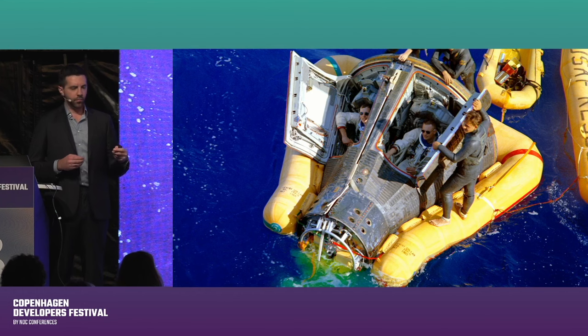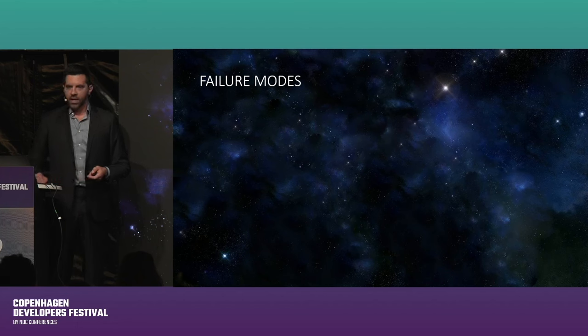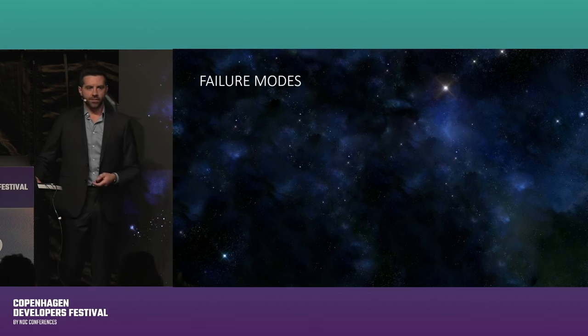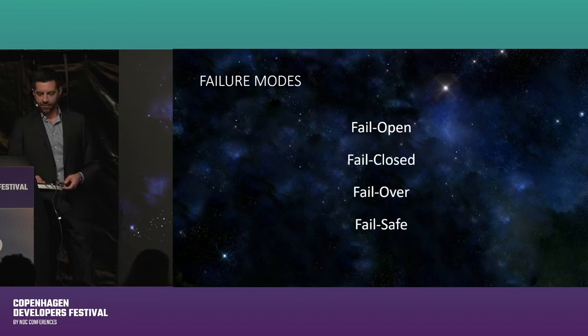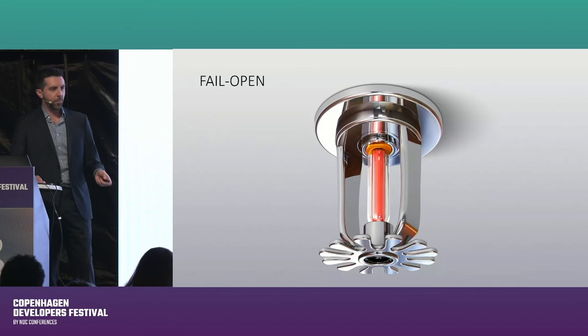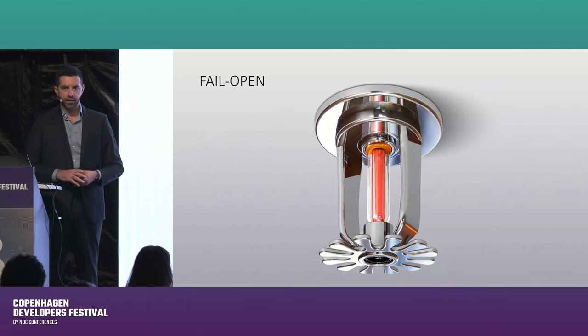But this brings us to what I call failure modes and why they're so important for the systems we build. There are generally four different kinds of failure modes we might talk about: fail open, fail closed, fail over, and fail safe. We're going to talk a little bit about each one of these so we can see how they apply to complex systems. A fail open system is something where if it breaks, if it fails, it will act as if it's not even there.